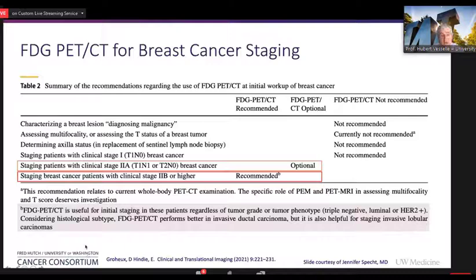So with respect to staging, the summary of the recommendations regarding the use of FDG PET at initial workup of breast cancer are as follows. For trying to determine if something is a malignancy or not, we don't recommend it. To determine whether the tumor invades the chest wall or is multifocal, it's not recommended. To look at the axillary status, it's not recommended.